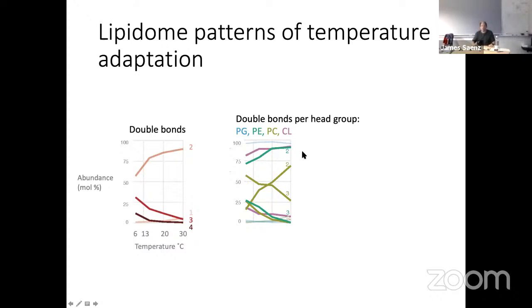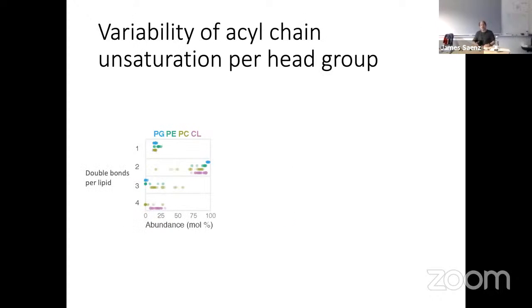So the bulk of the unsaturation variability with temperature is due to PC and PE here, right? So that's kind of interesting. We didn't expect that. And it's not something that's been widely documented in bacteria for sure. Okay, so let's look at this a bit more. Let's step back a bit and see if that holds for all the conditions.